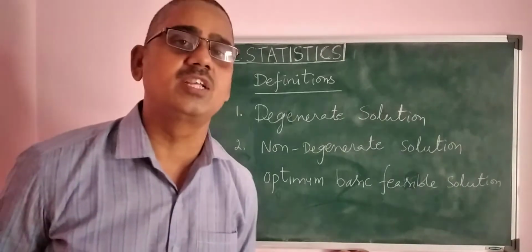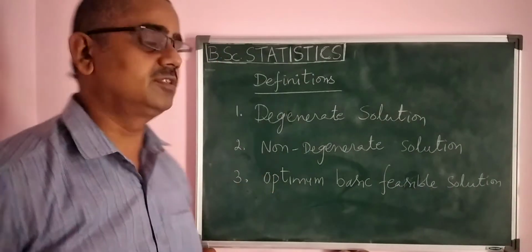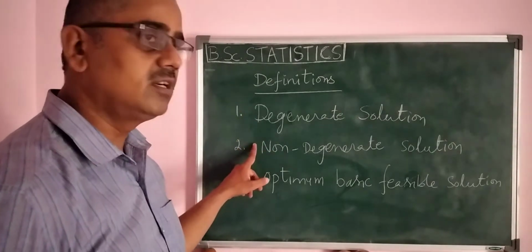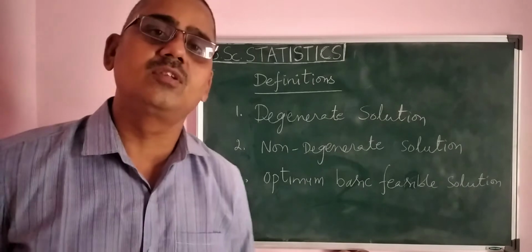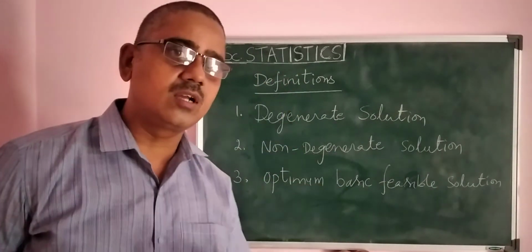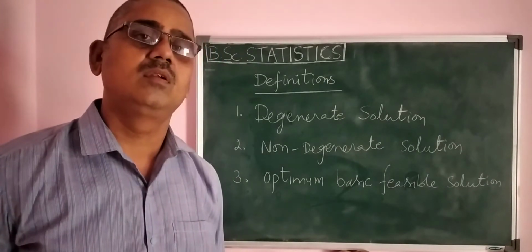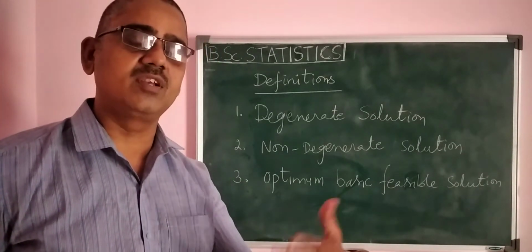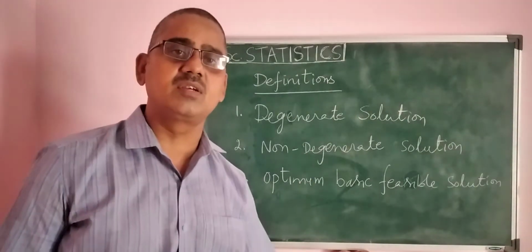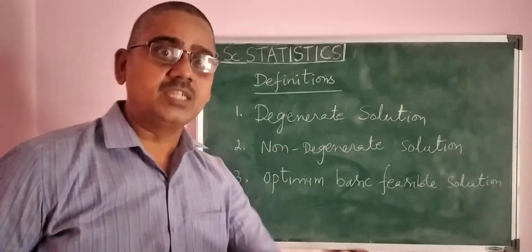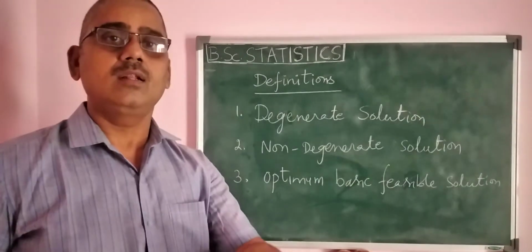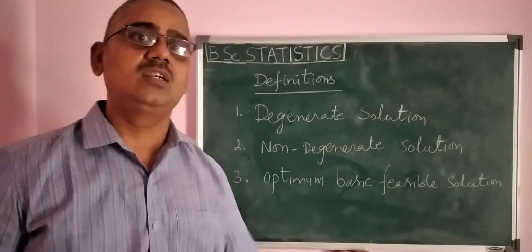In this lesson, I discuss three definitions. One degenerate, second one non-degenerate, and third one optimum basic feasible solution. What are all these definitions based on? Basic feasible solution. A basic feasible solution means a feasible solution, a basic solution which satisfies non-negative restrictions. It is called basic feasible solution. If you consider a basic feasible solution, then only all these definitions are going to be defined.